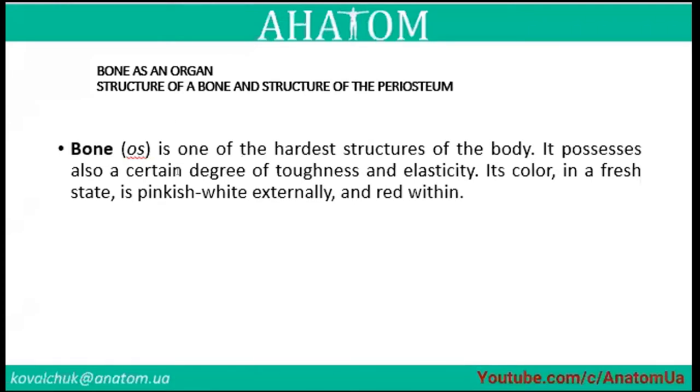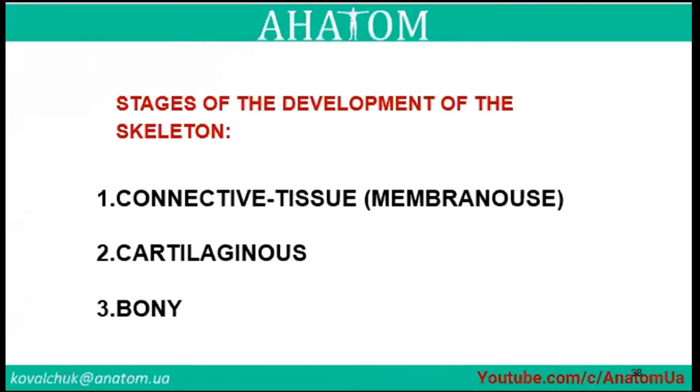So, the structure of the bone and the structure of the periosteum. Bone is one of the hard structures of the human body. It is very important for connecting with internal organs and with the integument too. Stages of development of the skeleton: first, connective tissue, it's membranous. Second stage, cartilaginous. And third, bony.